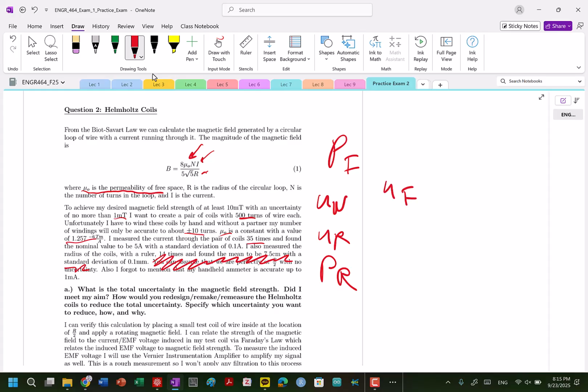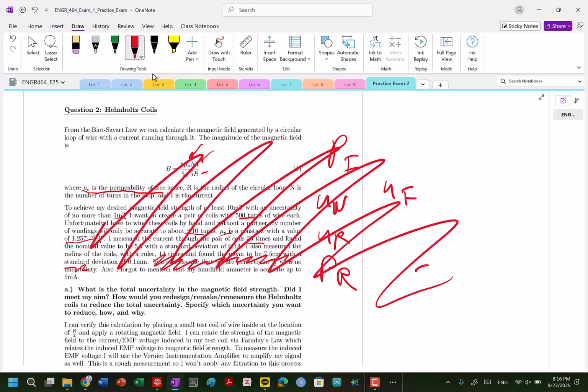So let's go ahead and measure the current. Actually, there's some precision error, and also measure the radius. There's also precision error in I, as we already determined. Do we have any precision error in the number of windings N? I don't think so. So we can go ahead and start to work through this problem.